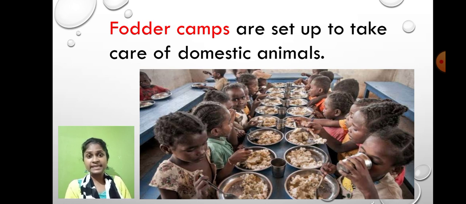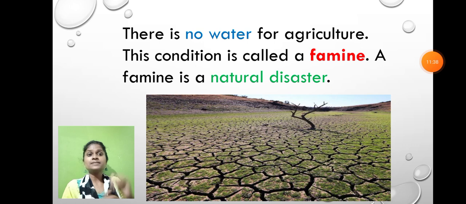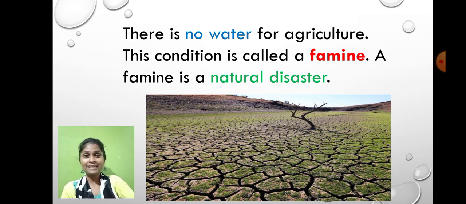The people staying there are experiencing a condition where they are not able to get enough drinking water, and they are not getting enough food material either. As you can see here, students, fodder camps are set up to take care of domestic animals as well as the living things present there. The animals and plants living in such areas have to be taken care of. The famine condition causes a lot of damage to the animals and plants living in that area.